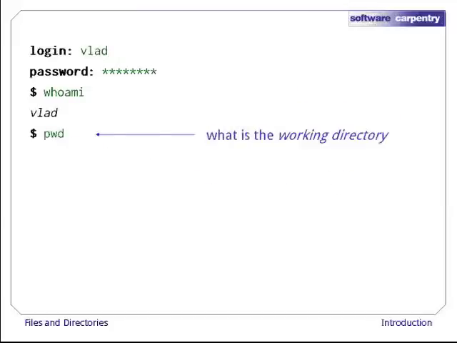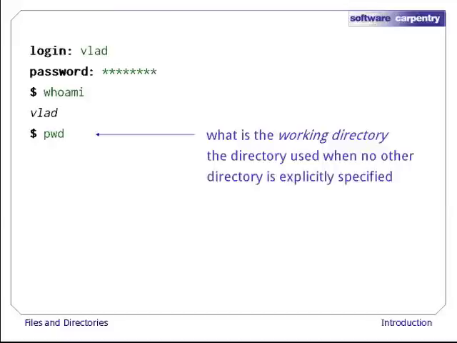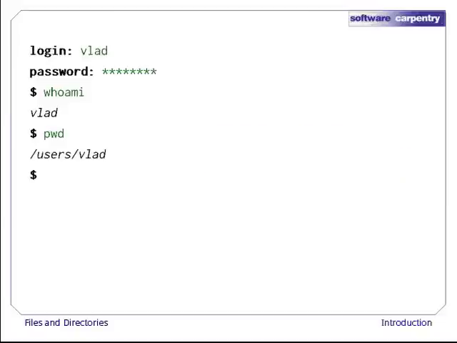Now that we know who we are, we can find out where we are using pwd, which stands for Print Working Directory. This is our current default directory, i.e., the directory the computer assumes we want to use unless we specify something else explicitly. The computer's response is /users/vlad. To understand what this means, let's have a look at how the file system as a whole is organized.